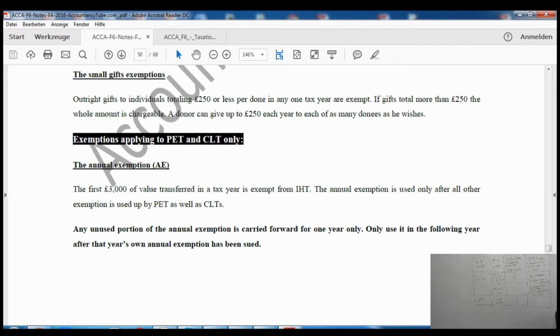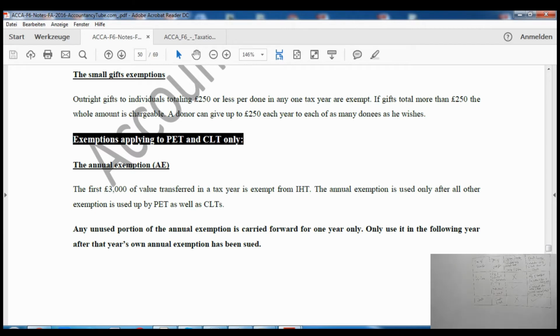First of all, it says small gift exemption. So if someone transfers 250 pounds to as many people as he wants, that is small gift exemption. So up to 250 pounds cash award can be paid to as many people as you want. However, if it exceeds 250 pounds, that is not exempt.